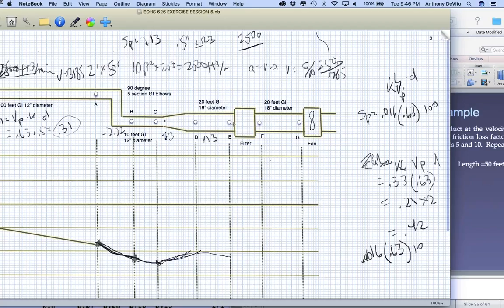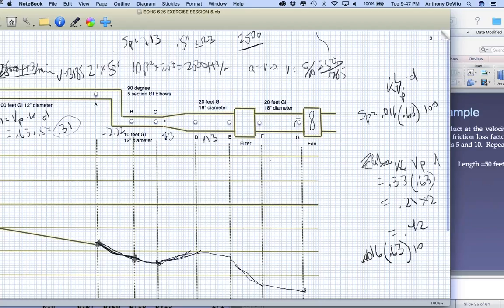So we come to a filter. Now the filter, the manufacturer may tell you that it's going to introduce a half-inch loss. Actually, it could be more than that. Say a 1-inch loss across this filter, right? So that loss across this filter may bring us from a negative 2.3 to negative 3.3. And then we have another length of linear 18-inch ductwork. We're going to have a little bit more loss, negative 3.3 to negative 3.5, let's say.